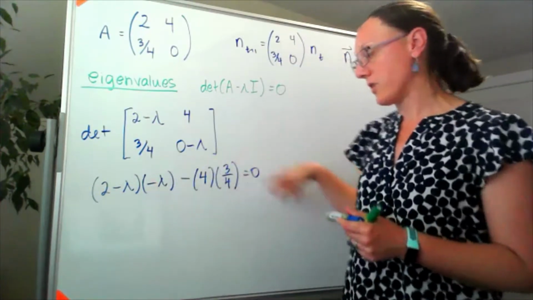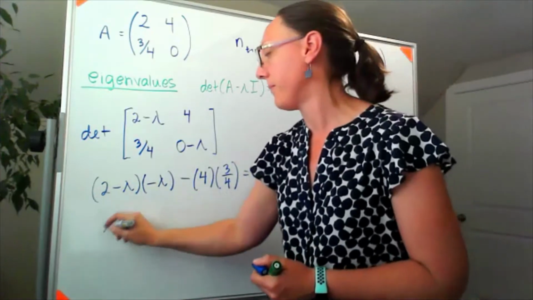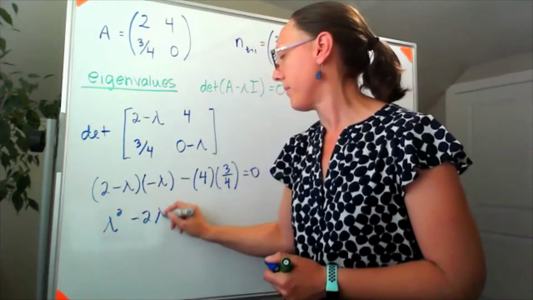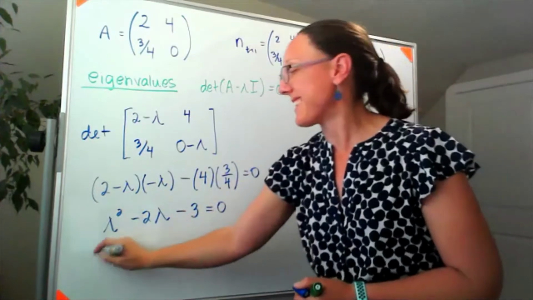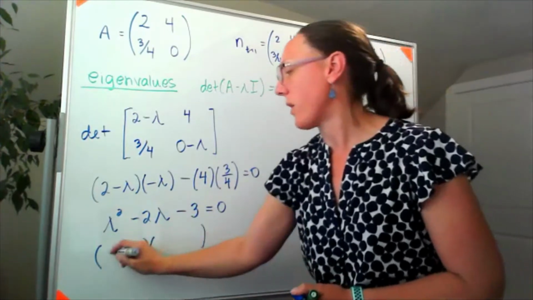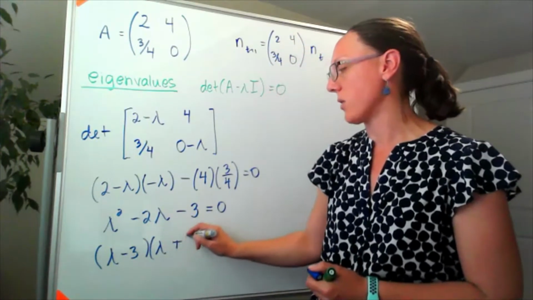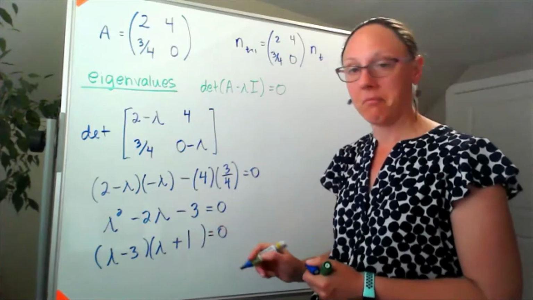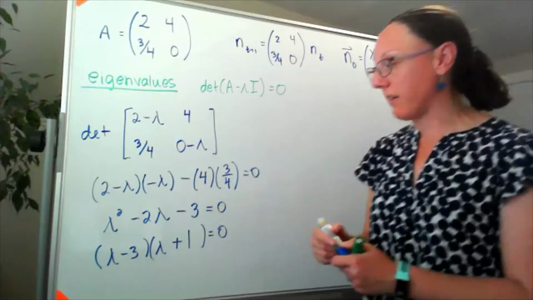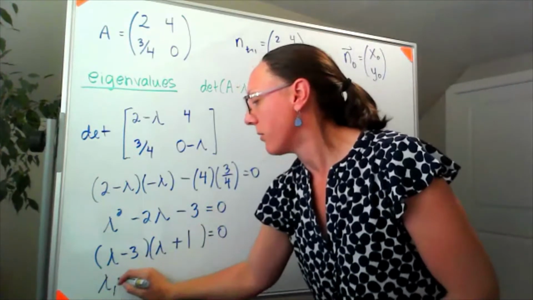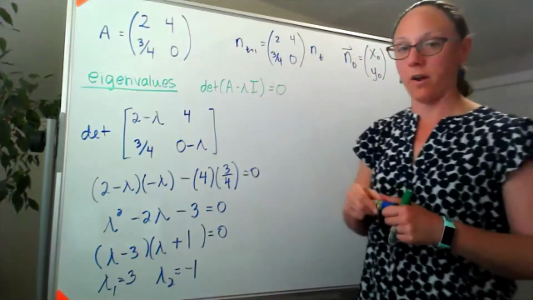Now, if we distribute that out, I've got a positive lambda squared, a negative 2 lambda, and those 4s will cancel, leaving me with minus 3, which means this is going to factor for us. So I'm looking at lambda minus 3 times lambda plus 1, I think. Sound good? Which means we've got 2 eigenvalues, and I'll just call those lambda 1, I'll set equal to 3, and lambda 2, I'll set equal to negative 1.